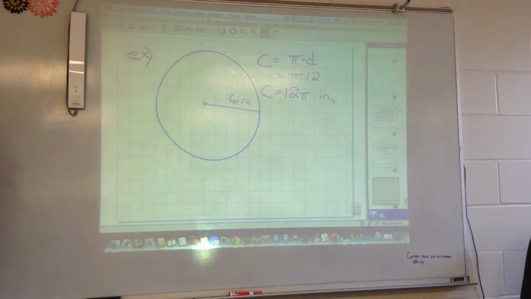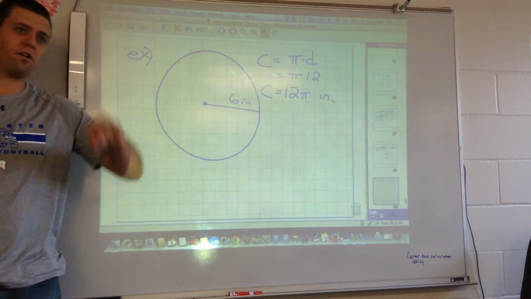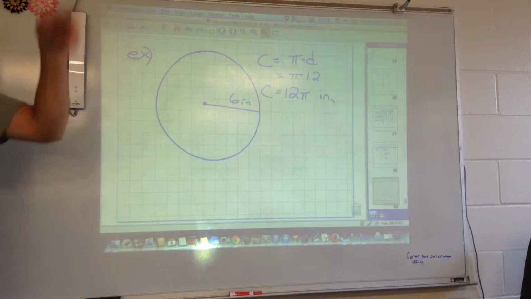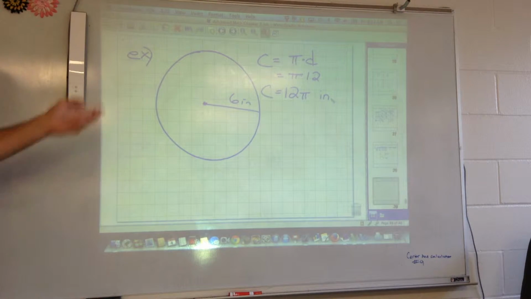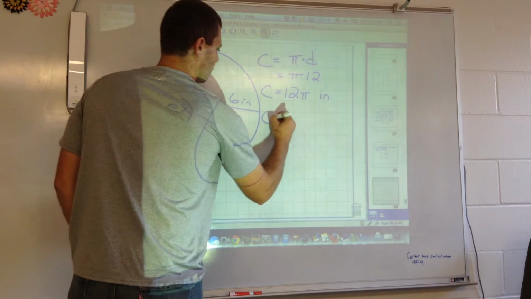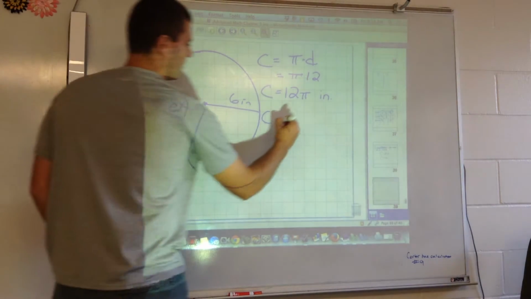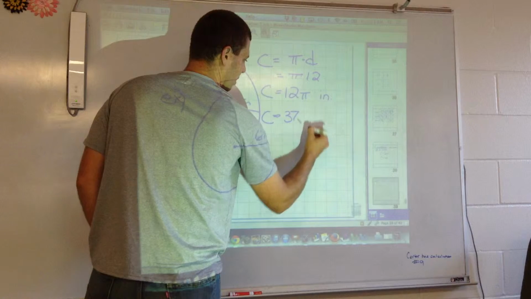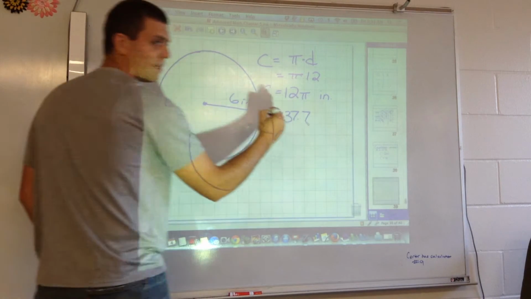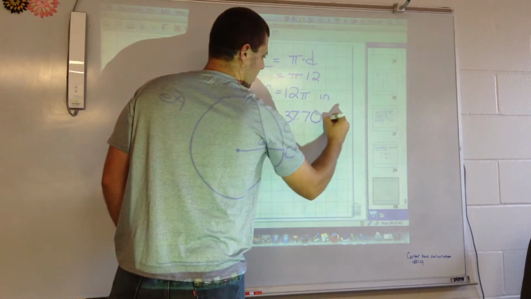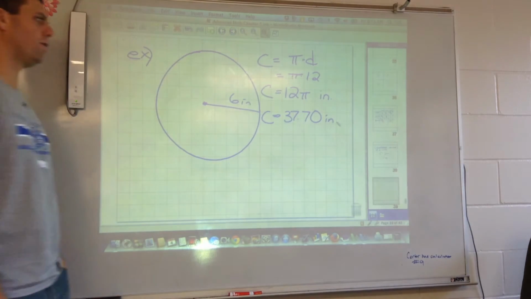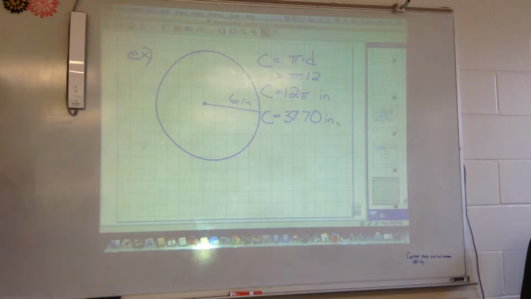Not inches squared, because we're not working with what? Area. Circumference is not an area. Circumference is a length. It's how far it is around if you had to walk around it. So circumference equals 12 pi inches, or if you rounded it, Carson, what did you have? 37.70. Yep. Everybody agree with that rounding? Okay, so 37.70 inches. Any questions on that?